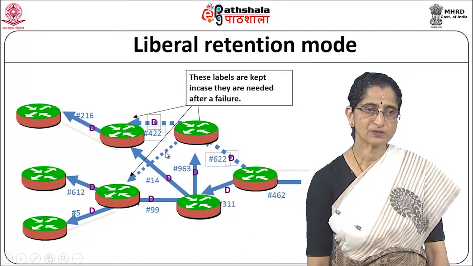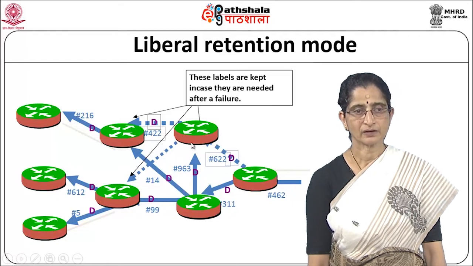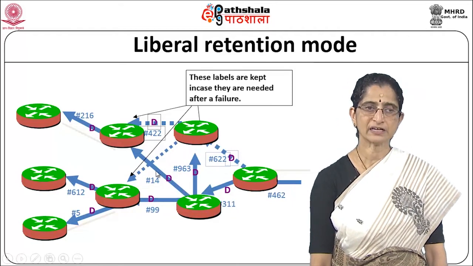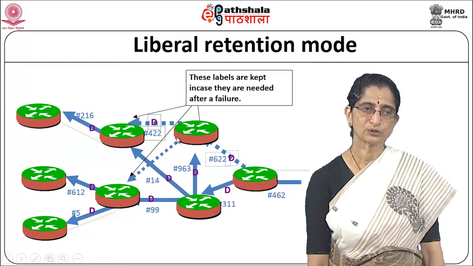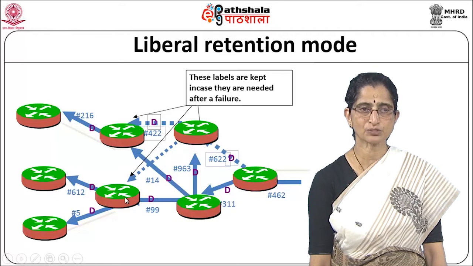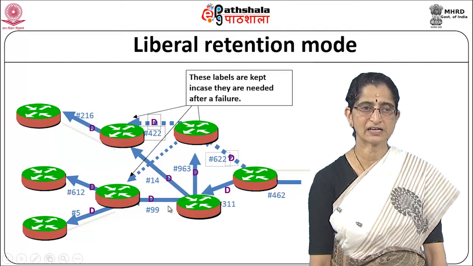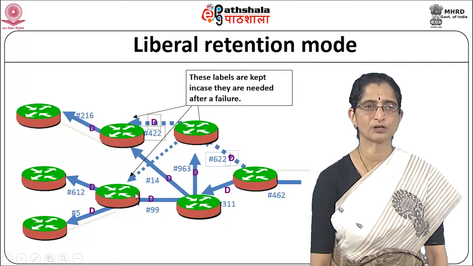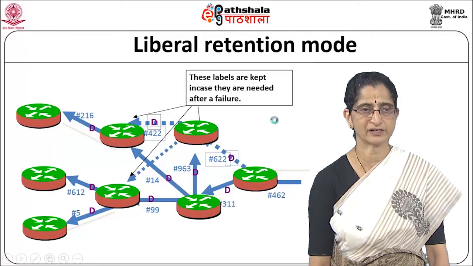So if you see this, for instance, the dotted lines here indicate paths which are not exactly on the FEC path, but still if they advertise certain labels, those labels are just kept. Why does it keep those labels? So that in case of failure, say something happens and some other LSP fails, it will be able to quickly switch over to another LSP. So that is the advantage of having this kind of liberal retention mode.